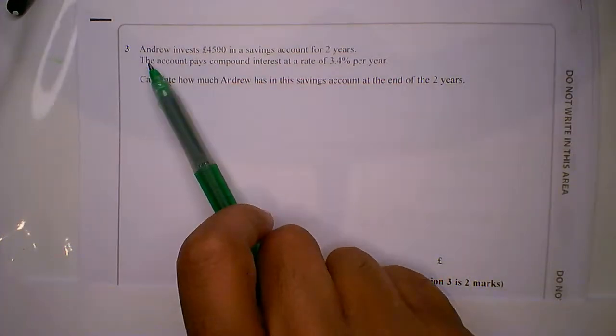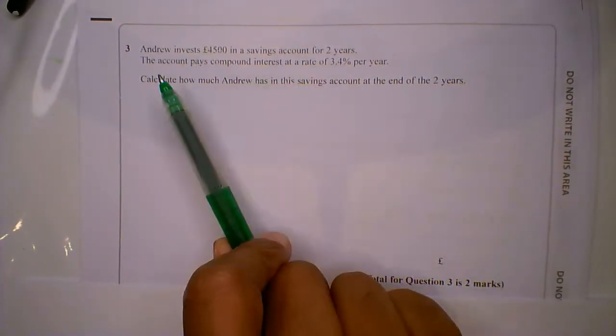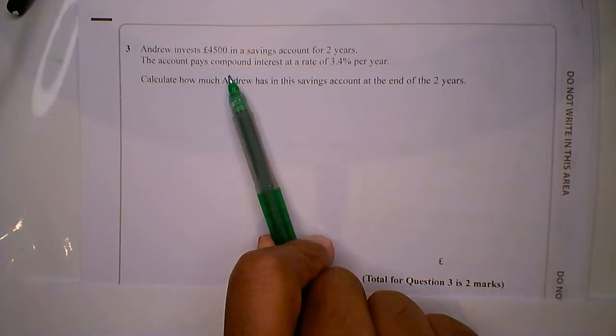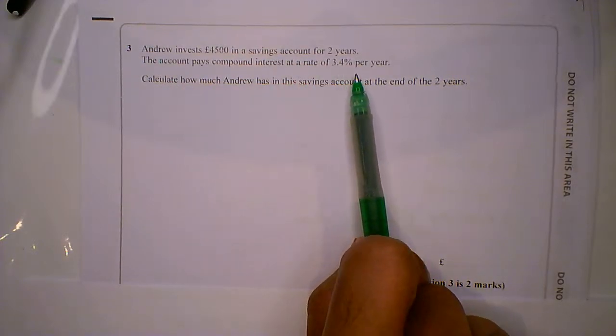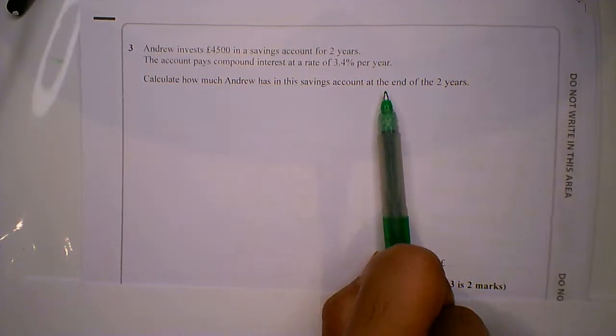Question 3. Andrew invests £4,500 in a savings account for 2 years. The account pays compound interest at a rate of 3.4% per year. Calculate how much Andrew has in his savings account at the end of 2 years.